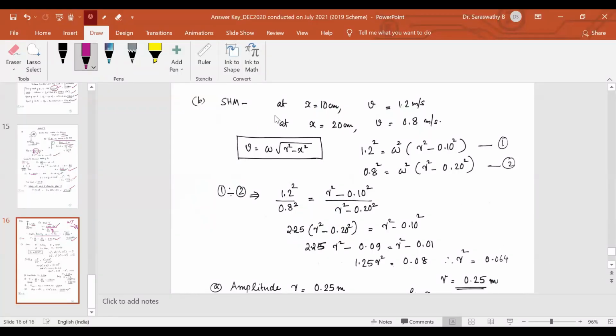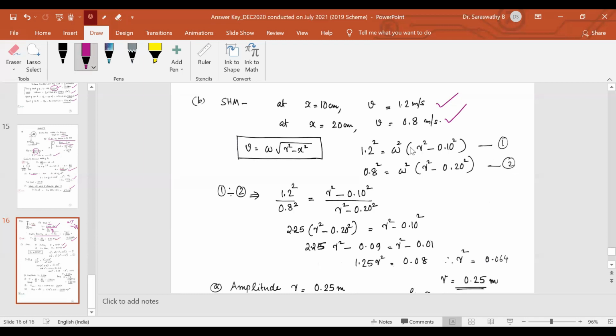In a simple harmonic motion, when the particle is at 10 centimeter from the mean position, its velocity is given. At 20 centimeter, the velocity is given. The expression for velocity for a particle executing simple harmonic motion is V equals omega into root of r square minus x square, where r is the amplitude and x is the distance at any time. So we can substitute here: 1.2 square is equal to omega square into r square minus 0.1 square. Here the velocity is in meter per second, so I have converted centimeter to meter. Then 0.8 square is equal to omega square into r square minus x square.